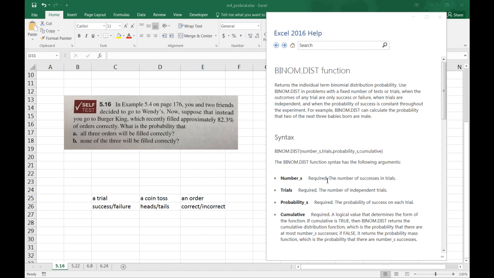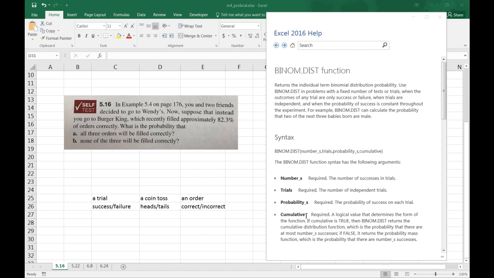So, number of successes. The number of successes in our example refers to how many orders out of the total 3 orders are filled correctly. Trials: because we have 3 people ordering, equivalently we have 3 trials, or another way to look at it is to think of this as equivalent to tossing 3 coins. Probability of success in this case is indicated here as 82.3%.